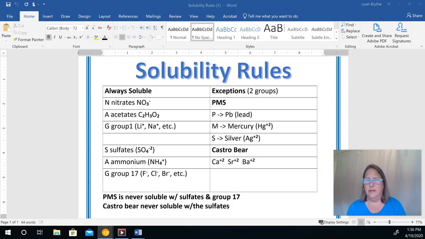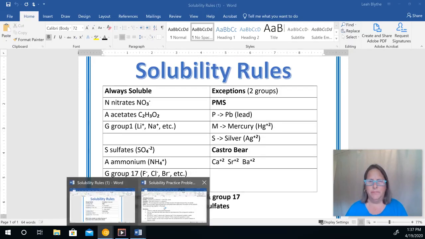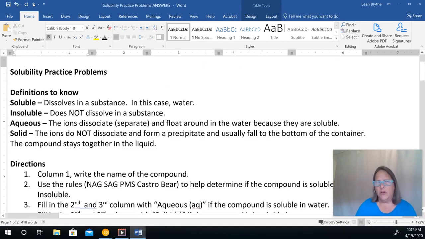PMS, the lead, mercury, and silver, if you look at the very bottom, is never soluble with sulfates and group 17. And then Castrobear, never soluble with the sulfates. That's calcium, strontium, and barium. So we move from the solubility rules to the worksheet. And the worksheet is called Solubility Practice Problems.